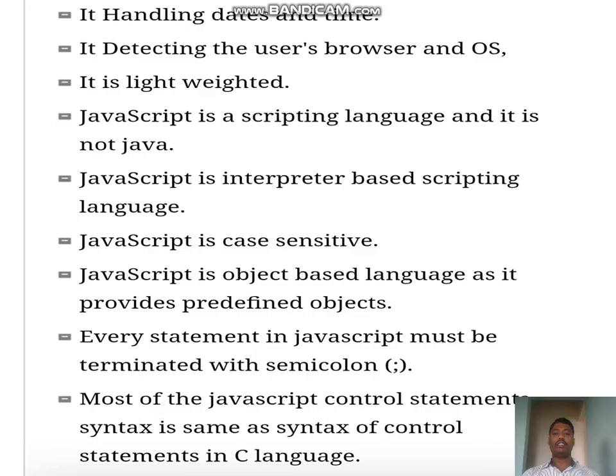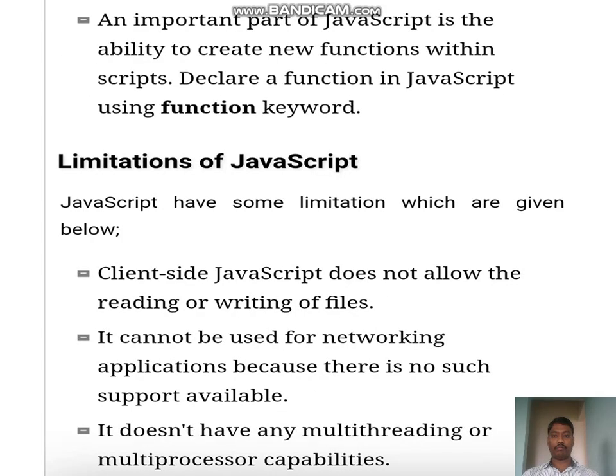It is lightweight. JavaScript is a scripting language and it is not Java. JavaScript is an interpreter-based scripting language. JavaScript is a case sensitive language. JavaScript is an object-based language as it provides predefined objects. Every statement in JavaScript must be terminated with a semicolon. Most of the JavaScript control statement syntax is the same as the syntax of control statements in the C language. An important part of JavaScript is the ability to create new functions within the script. Declare a function in JavaScript using the function keyword.